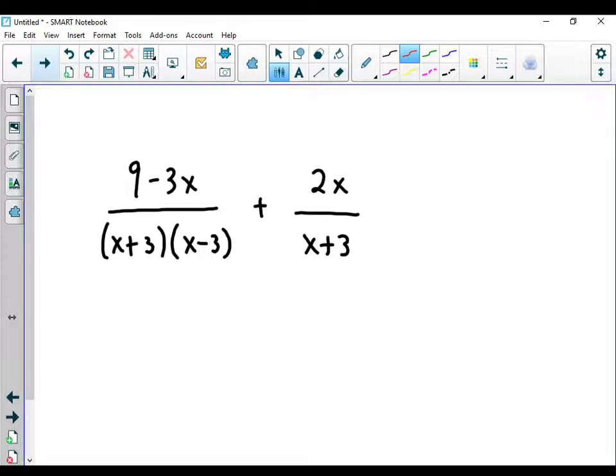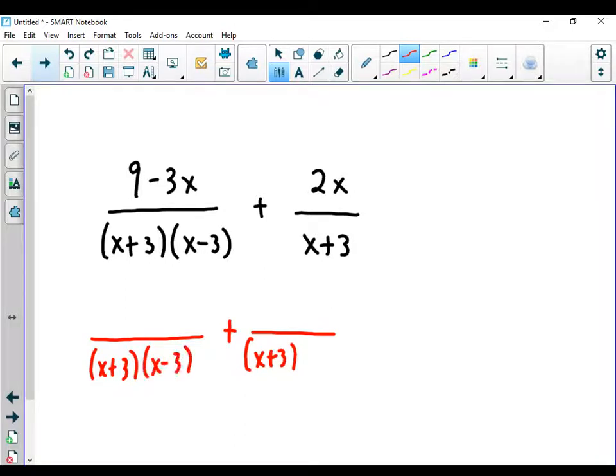All right, let's see how you did on this one. First goal remains the same, getting common denominators. In this case, we have the x plus 3's for sure, but we also have to include the x minus 3. So the first fraction you didn't have to change, so it's still going to be 9 minus 3x. The second fraction we have to multiply by x minus 3, so 2x times (x minus 3).